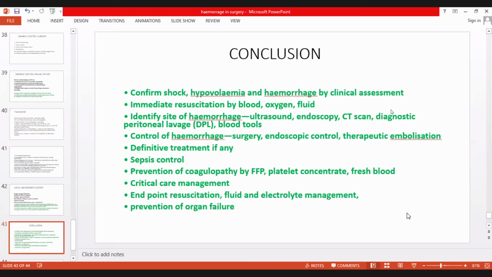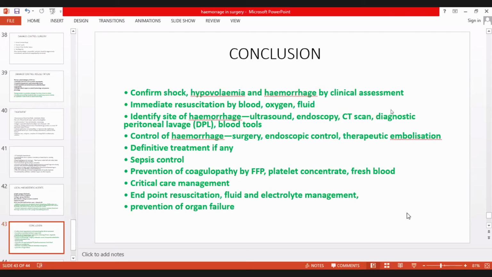In the old era, if the patient was in shock and there was no external hemorrhage, they used to do diagnostic peritoneal lavage. But these days, DPL is generally not done. We rely on ultrasonography and other imaging methods.